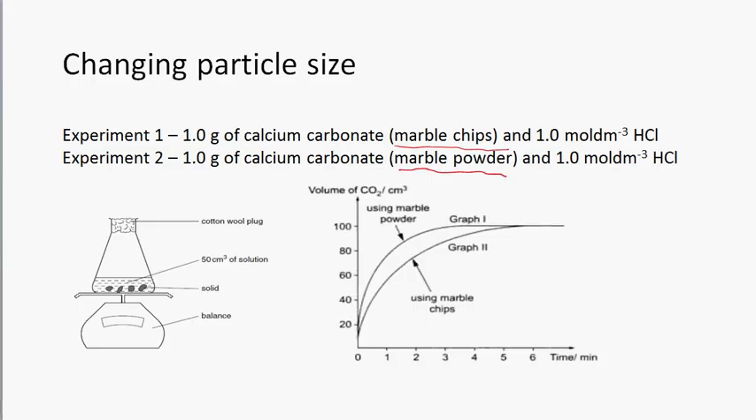So graph 1, that is this one, represents the marble powder, and graph 2, this one, represents the marble chips. Notice that both graphs end up at the same level when the reaction is complete, and the reason for that is that we are adding the same amount of calcium carbonate in both experiments, and we are using the same concentration of the hydrochloric acid.